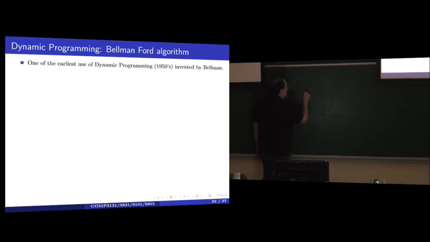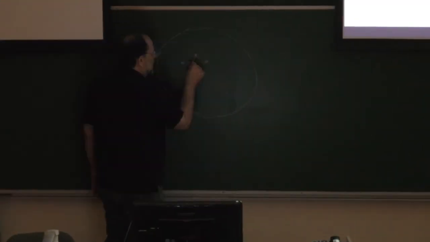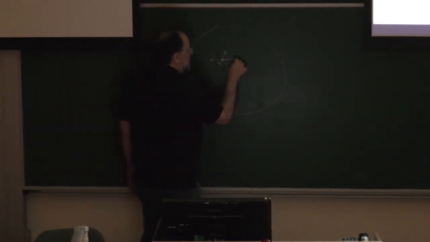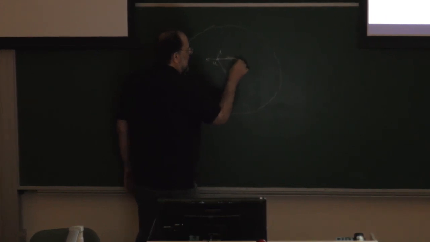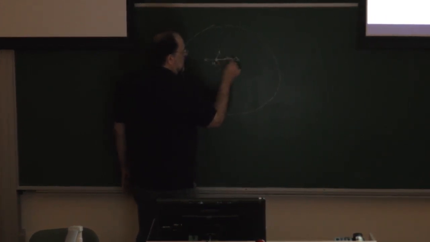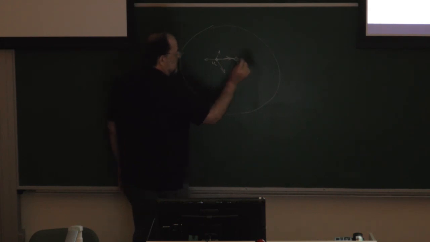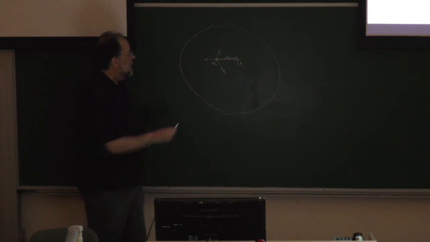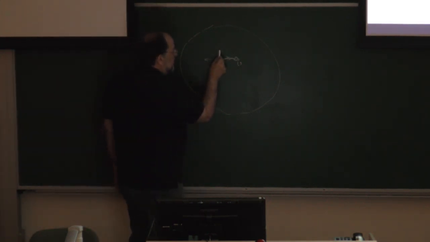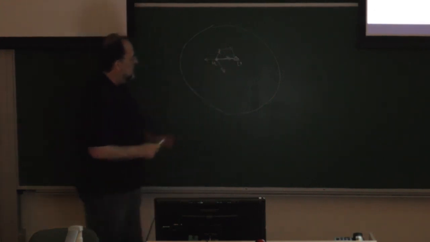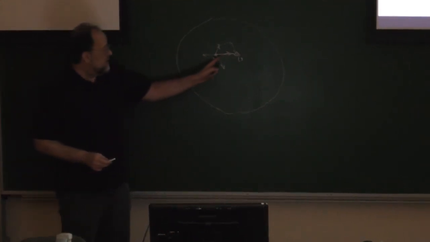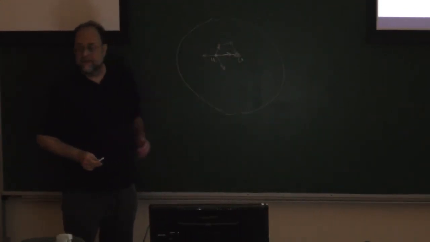Well, you look at all outgoing edges from U, and you pick the shortest one. Now, the claim is that this must be the shortest path between U and, say, this is some vertex V. Why is this the case? Why can there be some shorter path, for example, going here and then going here and then going here, if this is the shortest edge that leaves U? Why is this always shorter than this path?